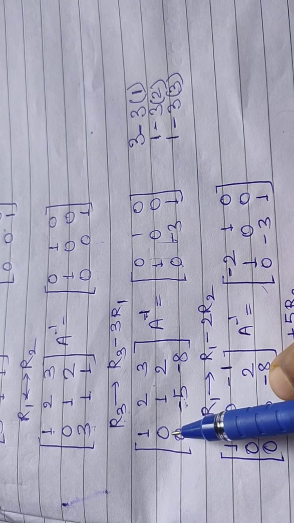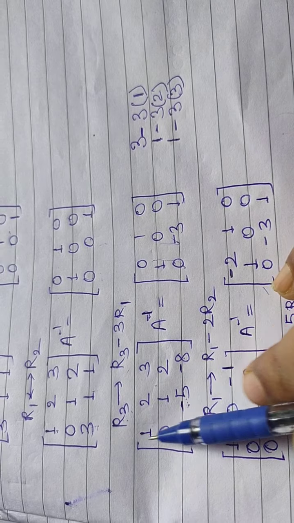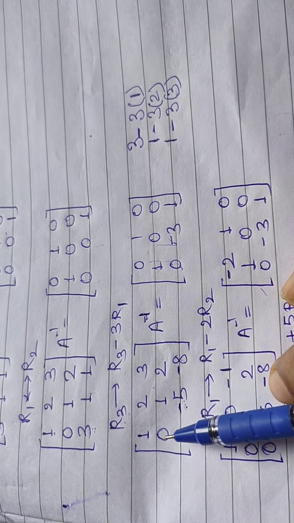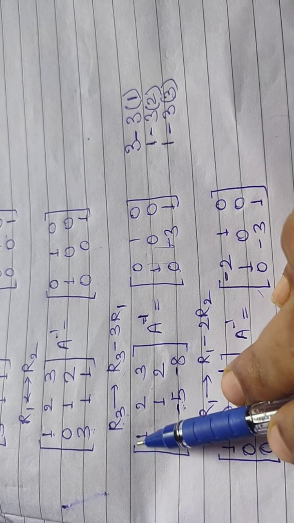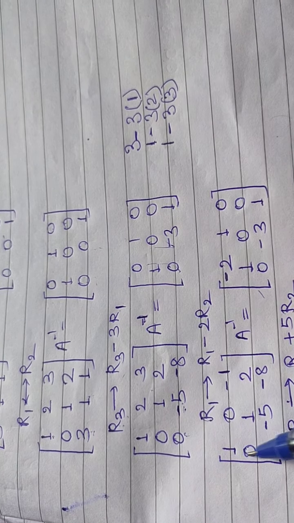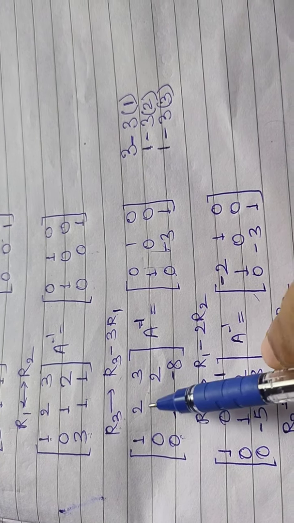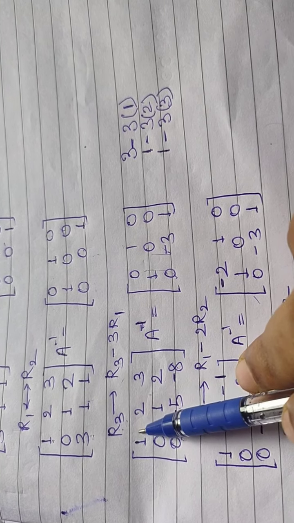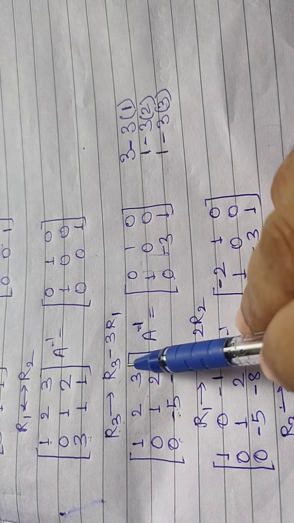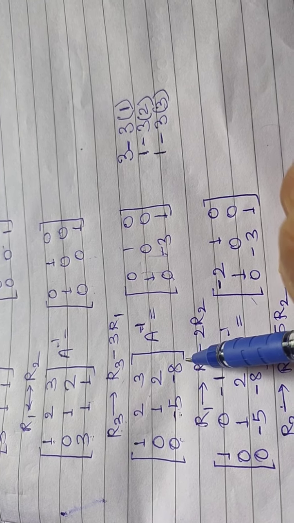In this way we get the first column as 1 0 0. So the first column becomes 1 0 0. Our target is finished for the first column. Now we will shift to the second column. Column wise we have to bring 1 0 0, 0 1 0 and 0 0 1 on the left hand side matrix.